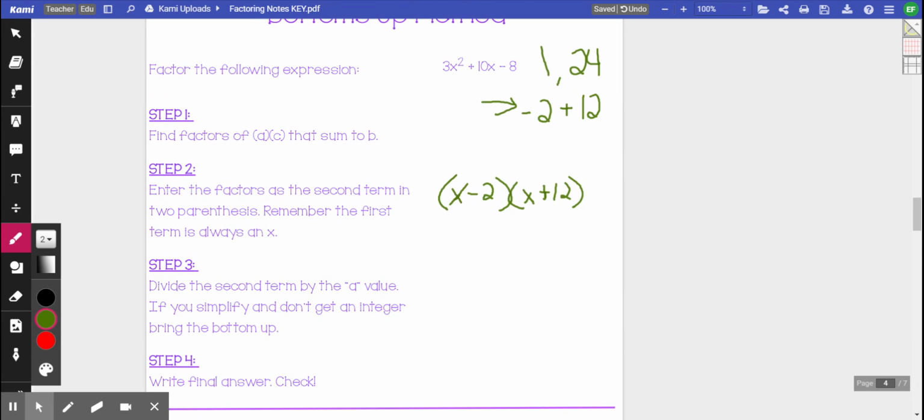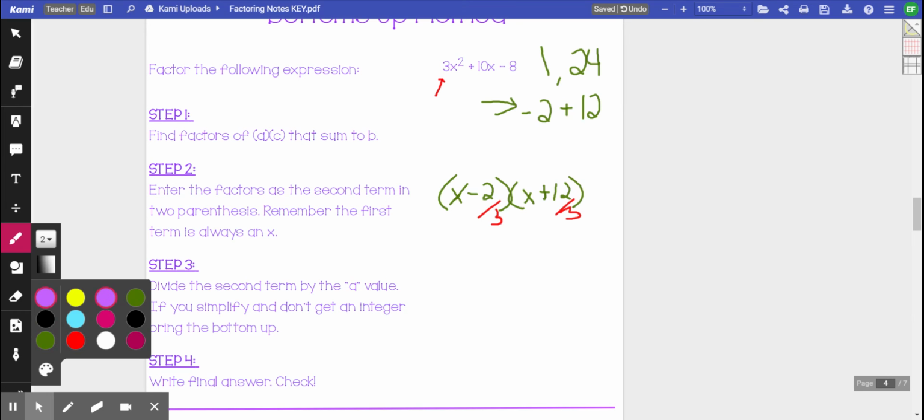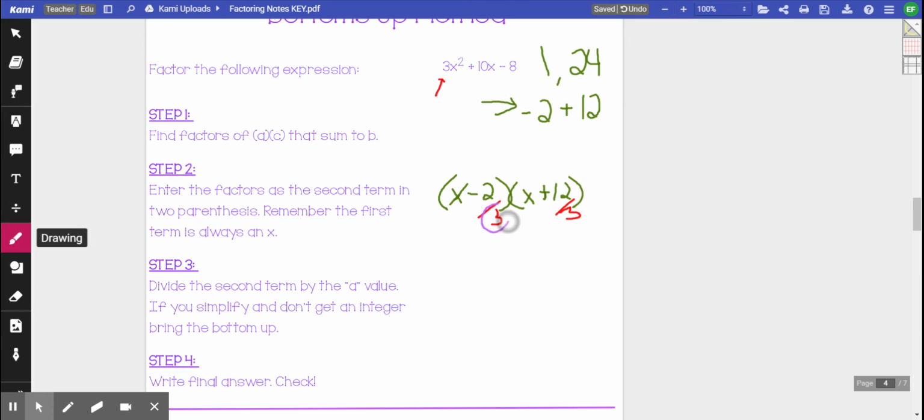Step number 3, divide the second term by the a value. If you simplify and don't get an integer, bring the bottom up. So what this means here is we're going to take our second term and divide it by our a. Again, our a value is going to be a 3. So I'm going to divide by 3 and divide by 3. 2 divided by 3 is not going to give me an integer. So that's when this approach's name comes up, and that's bring your bottom up. So here's my bottom, and I'm going to bring it up in front of my x.